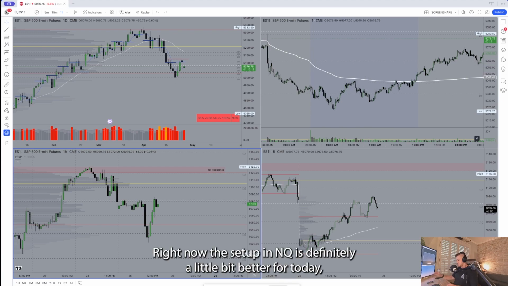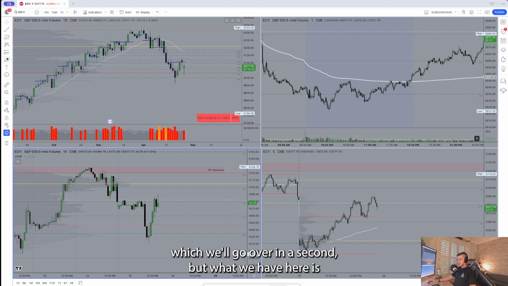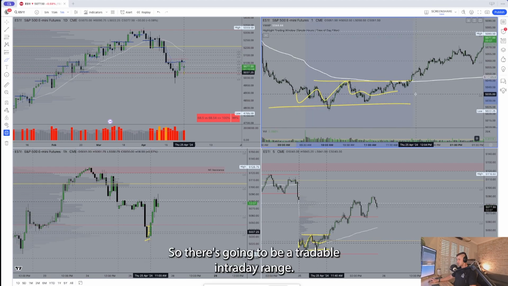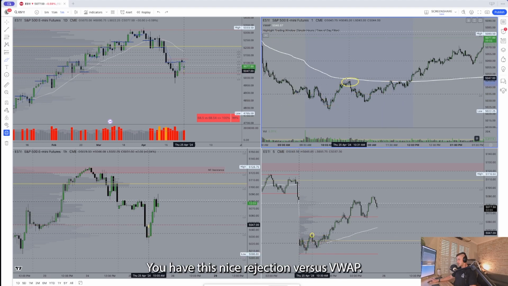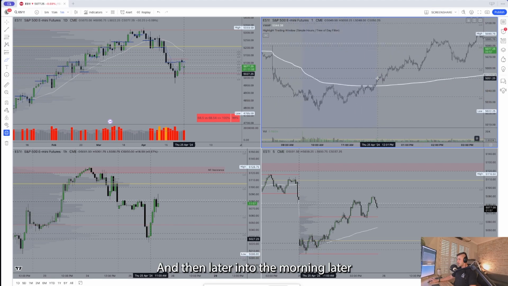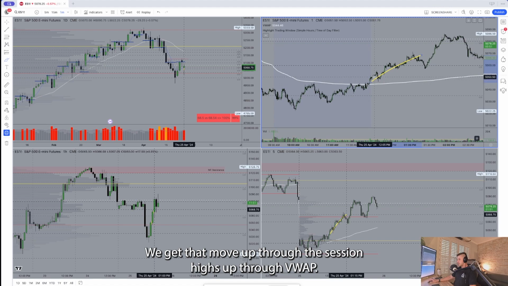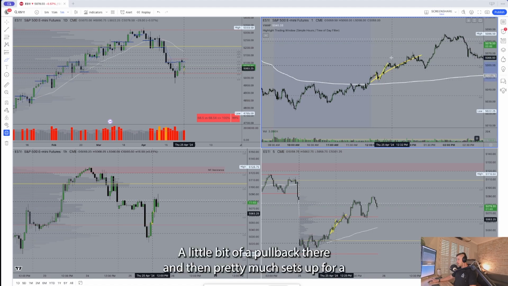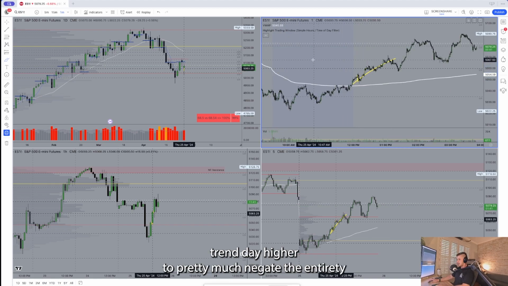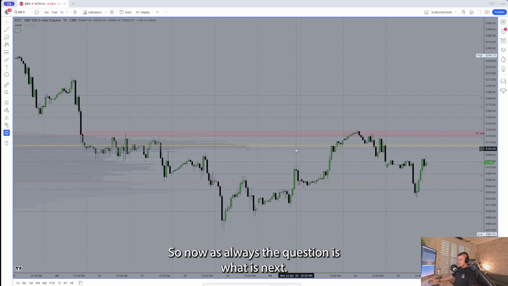Now, the setup in NQ is definitely a little bit better for today, which we'll go over in a second. But what we have here is, look at this action pretty much all morning, consolidation, right? Just a range. So this is going to be a tradable intraday range. You have this nice rejection versus VWAP. This is going to be one of the easier money setups for today's session. And then later into the morning, later into early afternoon, we get that push higher. We get that move up through the session highs, up through VWAP, a little bit of a pullback there, and then pretty much sets up for a trend day higher to pretty much negate the entirety of that GDP sell-off, right? So now, as always, the question is, what is next?